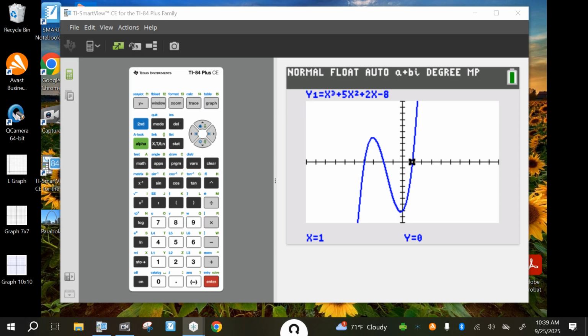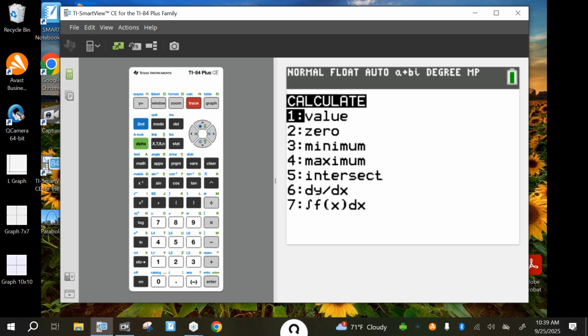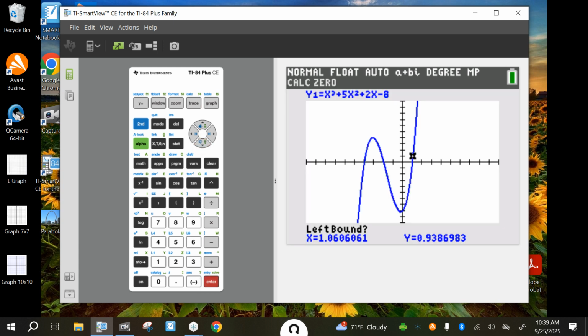So everybody hit second trace. What's another word for x-intercepts? 0. So choose option 2. Now your calculator won't just tell you what it is. It wants to know, hey, about where are you looking at? So let's say that we were trying to find this one that we think is at 1. So it says, hey, tell me a number to the left. What's a number to the left of 1? 0. So hit 0 and enter. Then it says, hey, tell me a number to the right. What's a number to the right of 1? 2. So we hit 2 and enter. Your calculator will say guess. You always hit enter when it says guess. And it says, oh, the 0 is at 1.